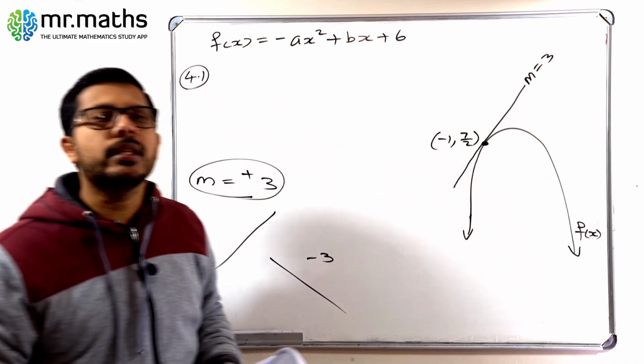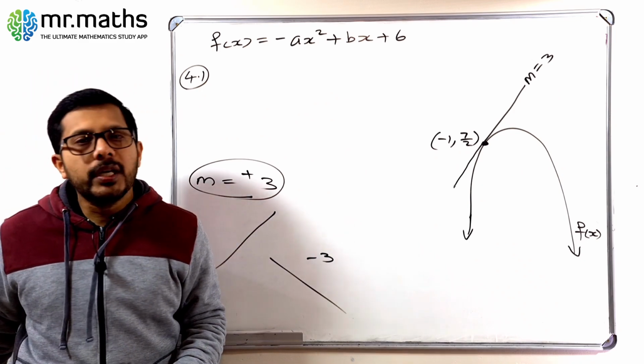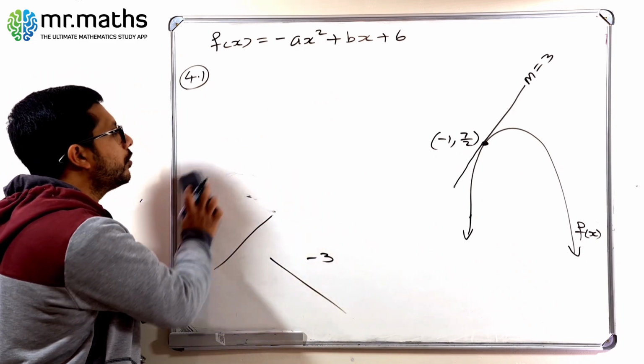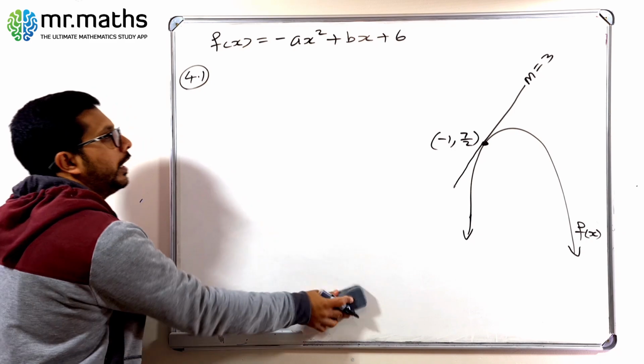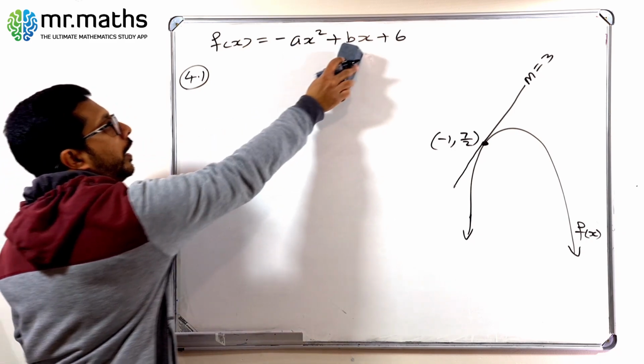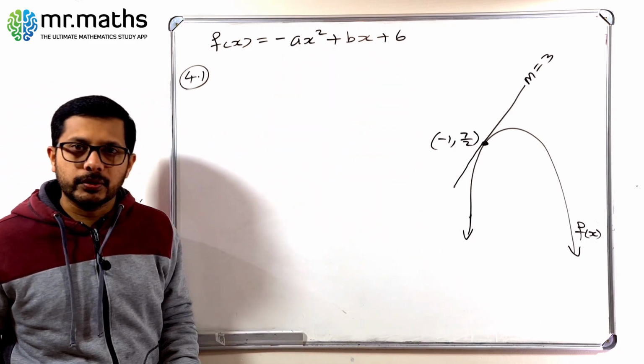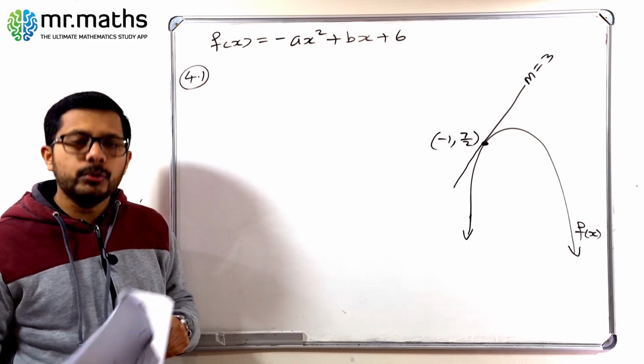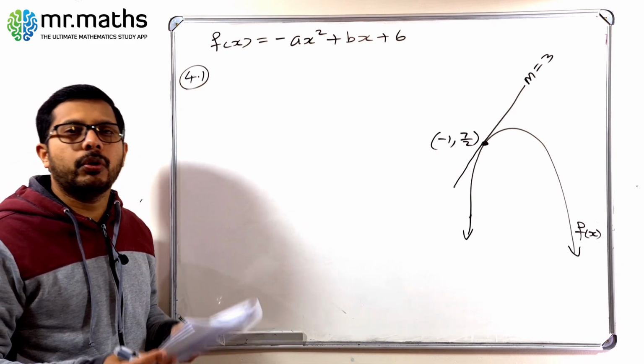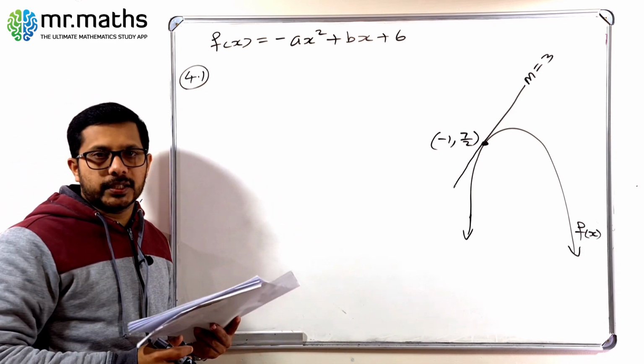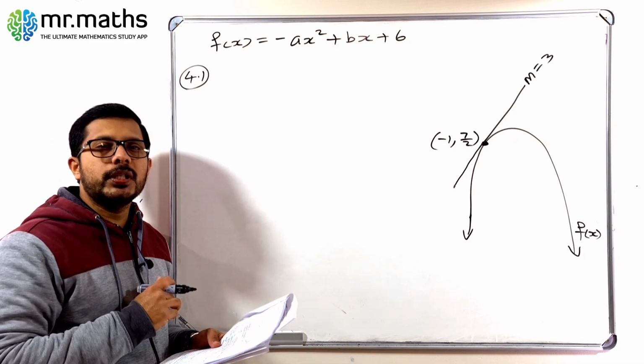So that is given, and what do you want to find? Based on that information, you have to find the values of A and B. This A and B, that is the question. To do this question, we have to know that probability section. Then only you can do this type of question.